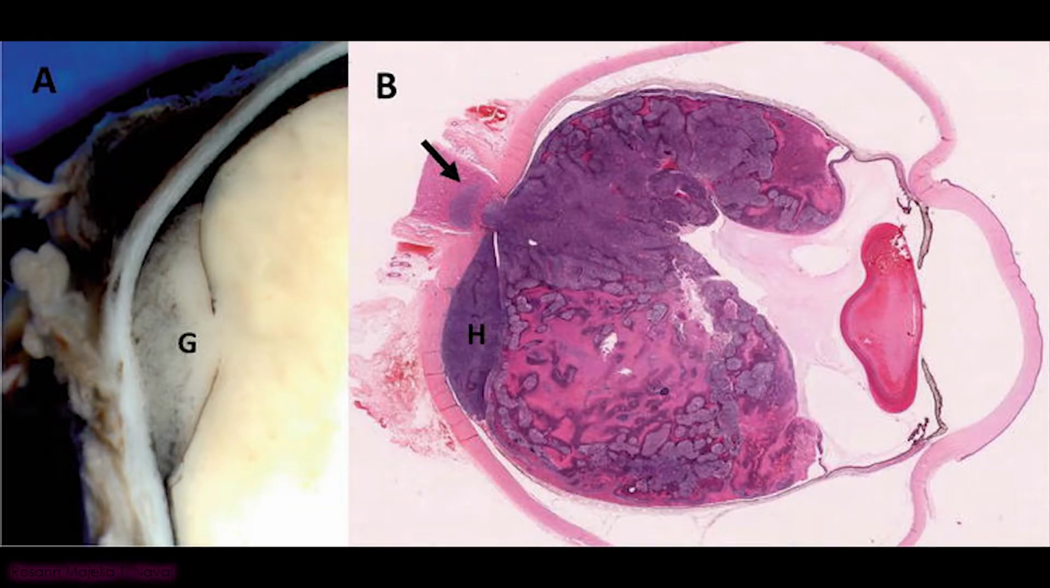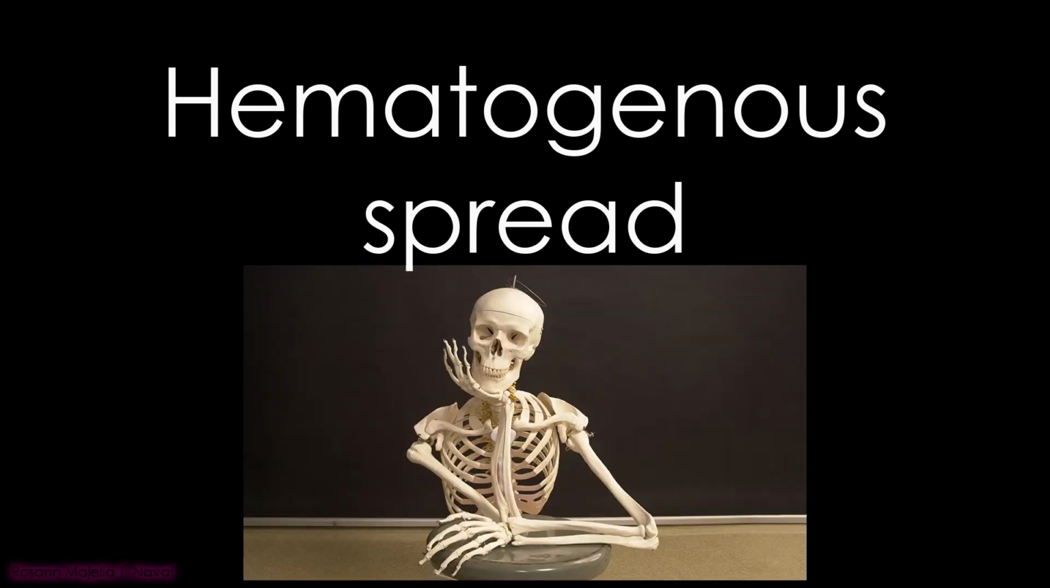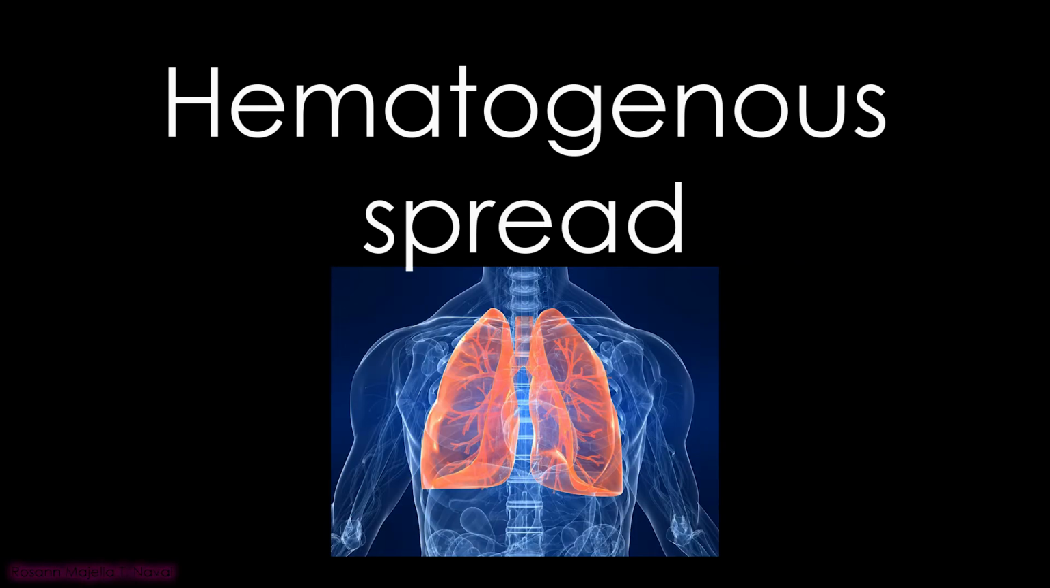These tumors can also spread by direct extension to the choroid or along the optic nerve, beyond the lamina cribrosa to the central nervous system, or by hematogenous or lymphatic spread to distant sites including bone, bone marrow, and lungs.